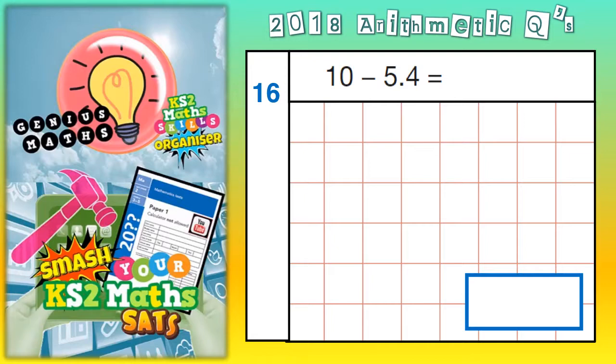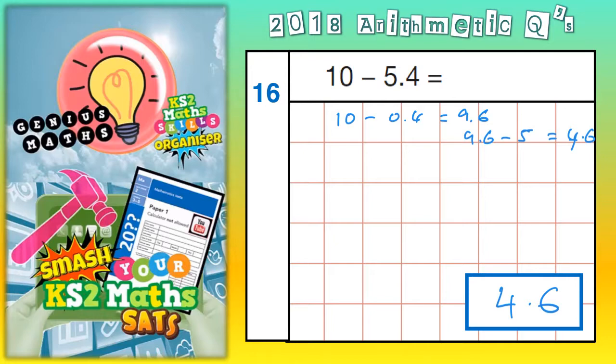So, 10 subtract 5.4. Now, if you subtract the 0.4 first, that would knock you down to 9.6. So, 10 take away 0.4 would be 9.6. And then subtract your 5 whole ones. So we're on 9.6 and now subtract 5 whole ones, that would be 4.6. So your final answer is going to be 4.6.